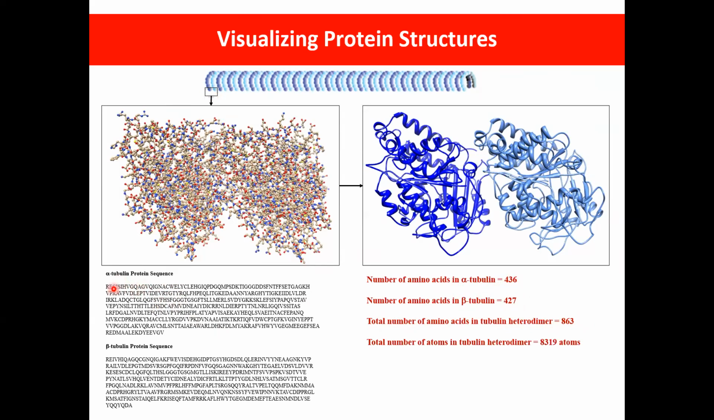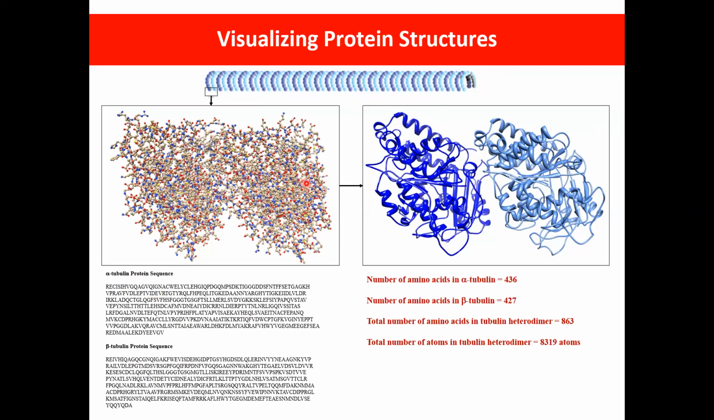And if you look at the sequence, this is how you'll find the sequence of amino acids. Each of the letters corresponds to one amino acid. So there are a total of 436 in alpha and 427 in beta. And normally people try to show the protein structures using these kinds of cartoons, where helices are shown as squares, then there are these flat structures which are beta sheets, and anything which is shown with the loops is unstructured.